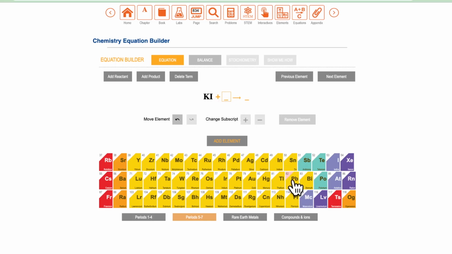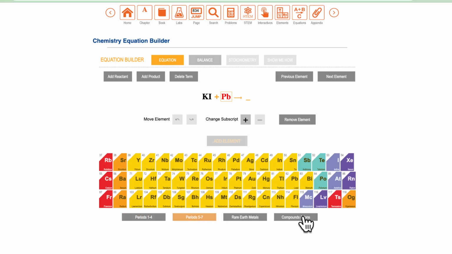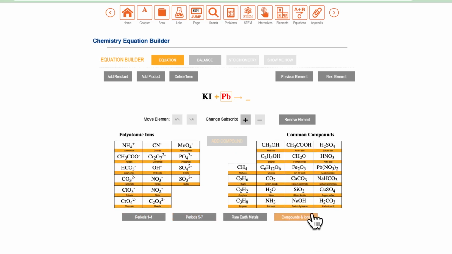Now, the lead II nitrate, I am going to begin with lead. And this is lead II nitrate, so I have to, in my head, know that I've got a +2 charge on the lead. Nitrate is not an element on the periodic table. It is a polyatomic ion. You won't find nitrate here. Sure, you find nitrogen and oxygen, but the compound is lead II nitrate. Therefore, you go to the compounds and ions section and select the nitrate ion and add it.